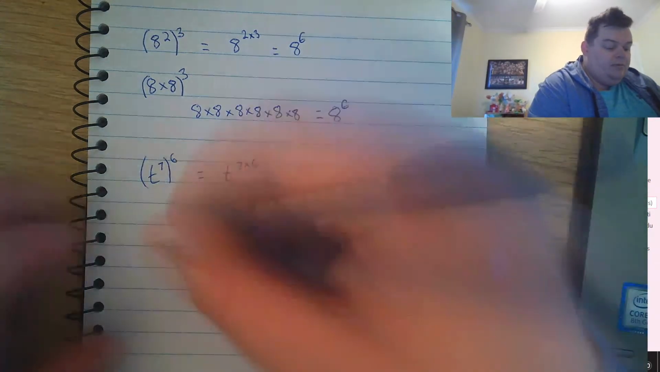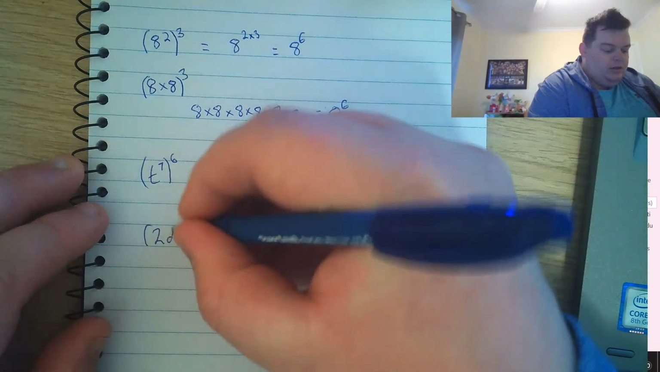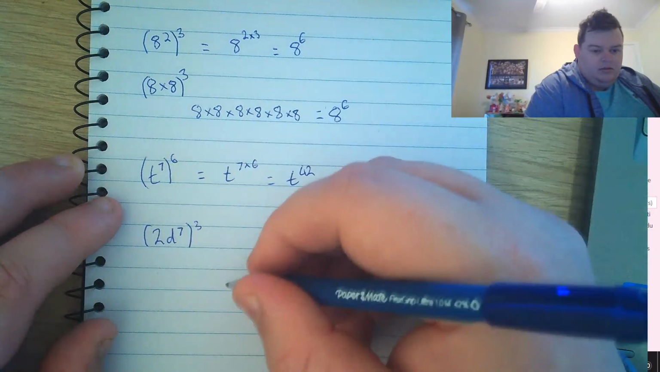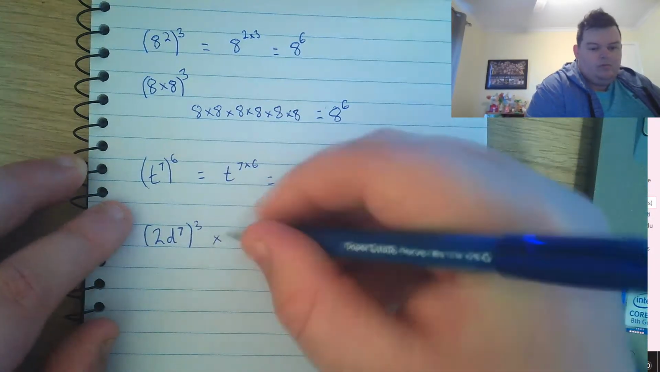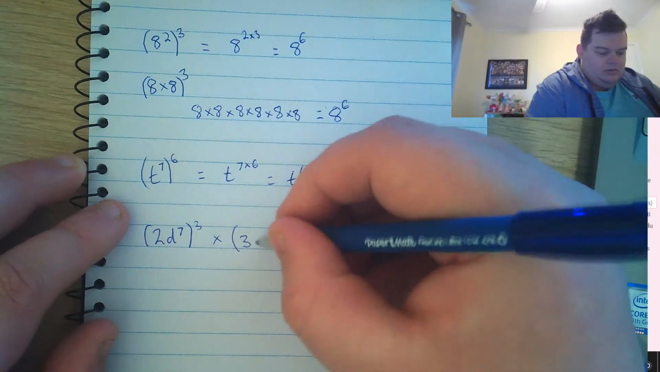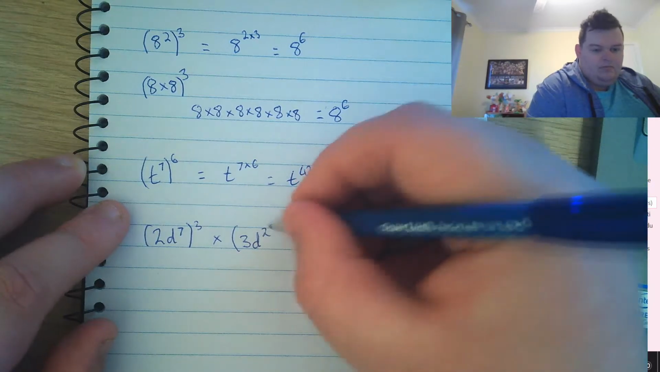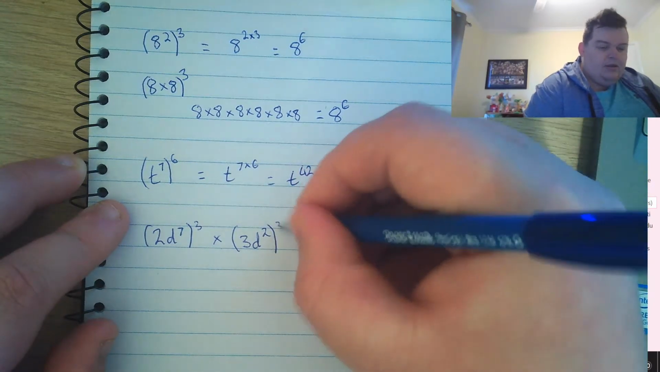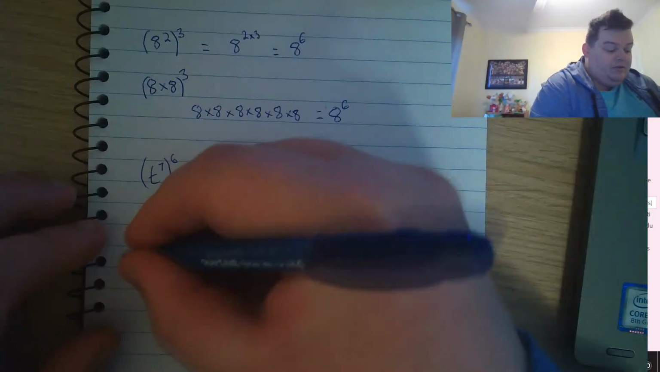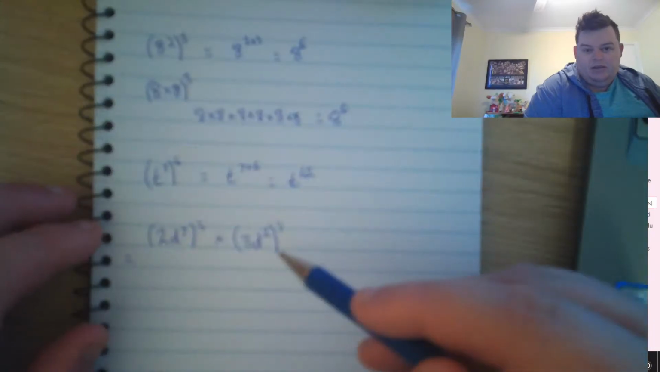Let's say we'll do 2d to the power of 7, to the power of 3, times 3d to the power of 2, to the power of 3. Now this is combining a couple of index laws. So firstly, I'm going to get rid of these brackets, like you do with BODMAS.